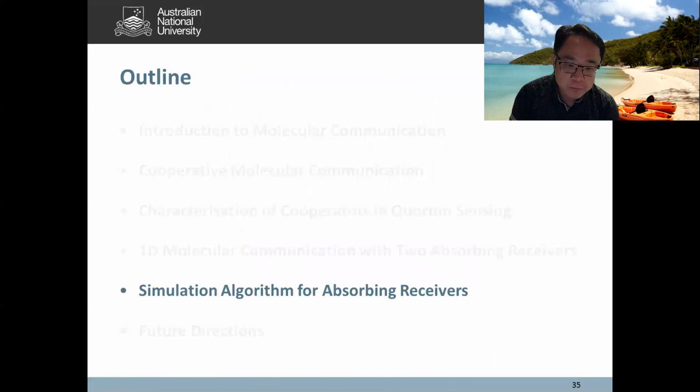And finally, I would like to briefly mention one of our research works, which focuses on the simulation algorithm for absorbing receivers. I know that in Adam's talk, he's going to talk a lot about how to construct simulation algorithms, but here I just want to give a brief introduction to the simulation algorithm that we have constructed for modeling absorbing receivers.